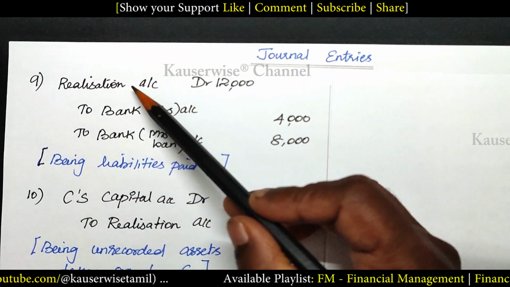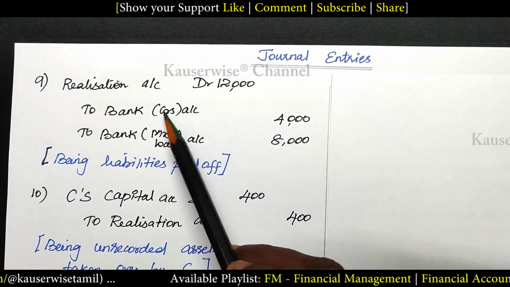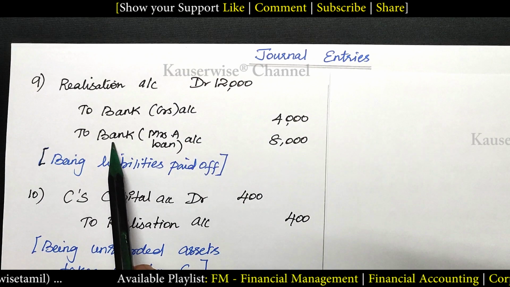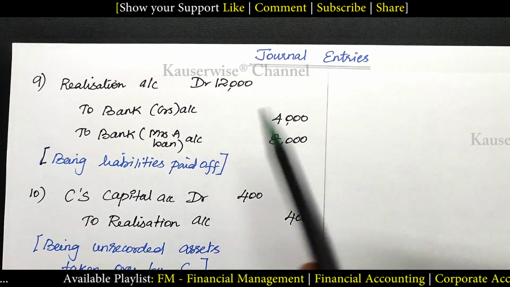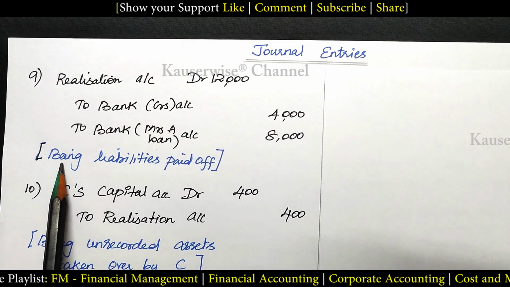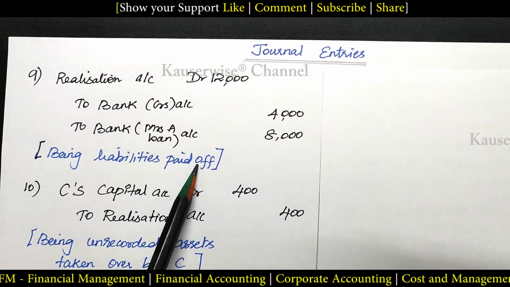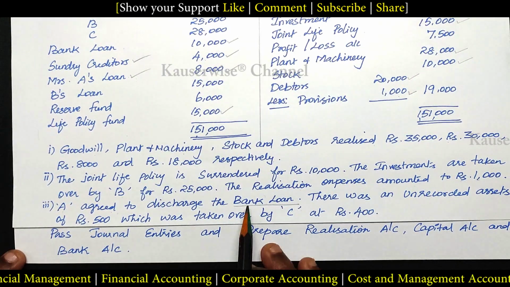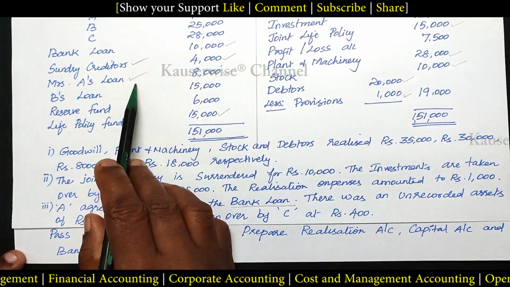See the entry. Realization account debit to bank. This is for creditors, and to bank. This is for Mrs. A's loan. 4,000, 8,000, total 12,000. Narration, being third party liabilities paid off. See the adjustment. We have discharged the third party liabilities.